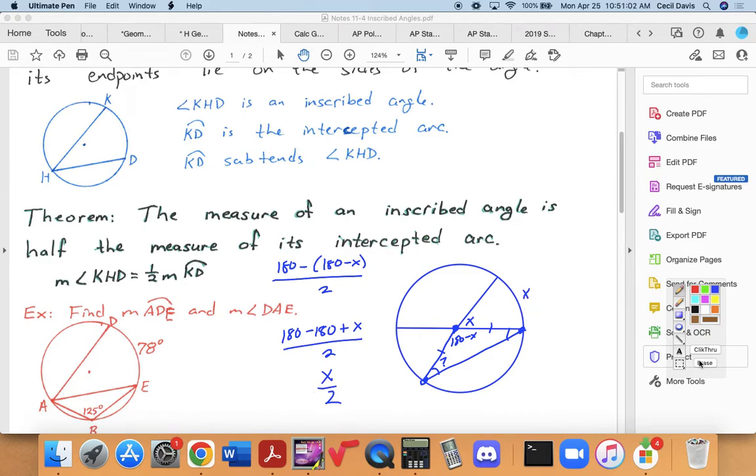So it's half the measure of the intercepted arc. Okay? You can show it when it doesn't go through the center. It's just a lot harder to see. The explanation takes a lot longer. I think this is good enough. I think this is convincing.